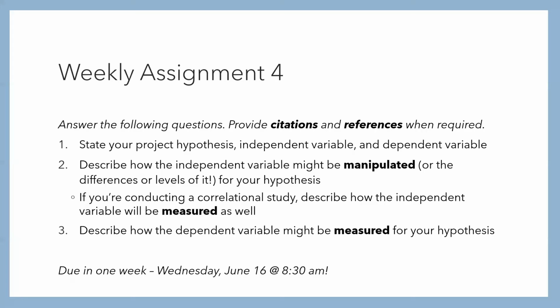For example, if your independent variable is presence of a diagnosis of schizophrenia in one group and no diagnosis of schizophrenia in the other group, how are you going to measure whether participants have schizophrenia or not? Through an official diagnosis they already have, or will you be administering a self-report diagnostic tool yourself before assigning them to one group or the other? And then third, you will be describing how your dependent variable will be measured for your hypothesis too.